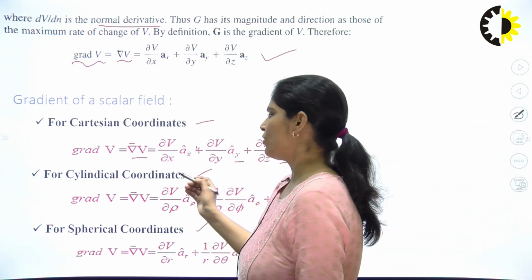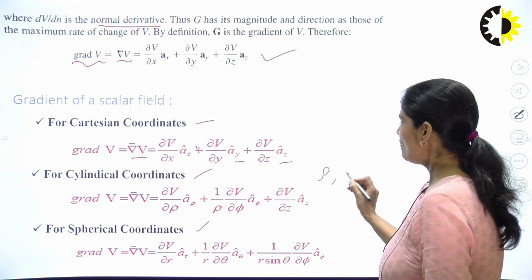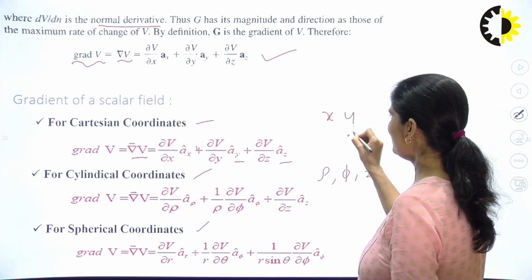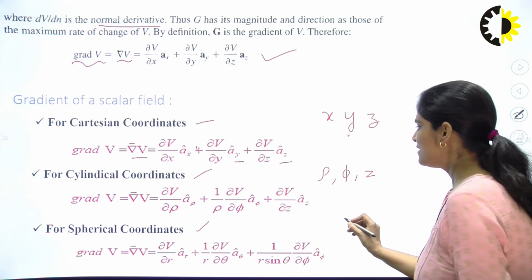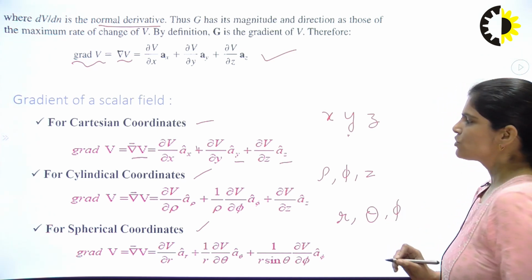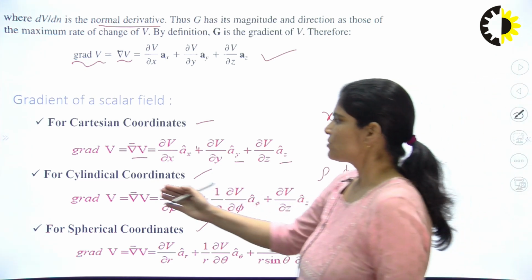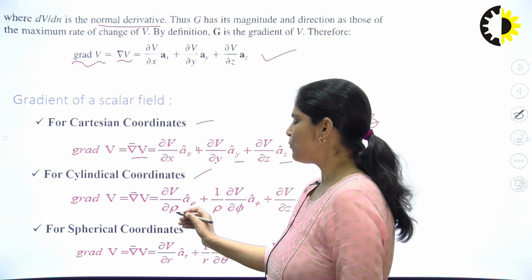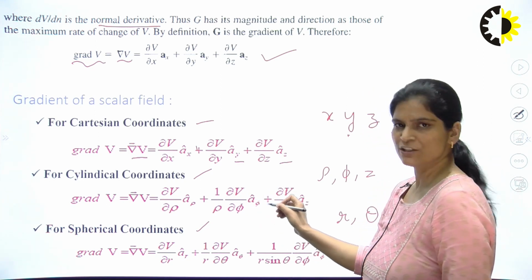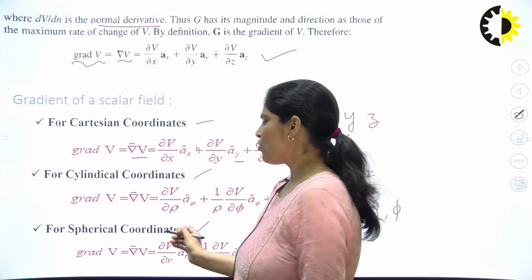Now in cylindrical coordinates you all know the coordinates are rho, phi and z. Here in Cartesian, x, y, z. But in spherical the coordinates are r, theta, phi. So you have to find the gradient of a scalar field in these coordinates, right? So in cylindrical coordinates del V is equal to del V upon del rho unit vector of rho plus 1 upon rho del V upon del phi unit vector of phi plus del V upon del z unit vector of z. Similarly you can write for spherical coordinates.